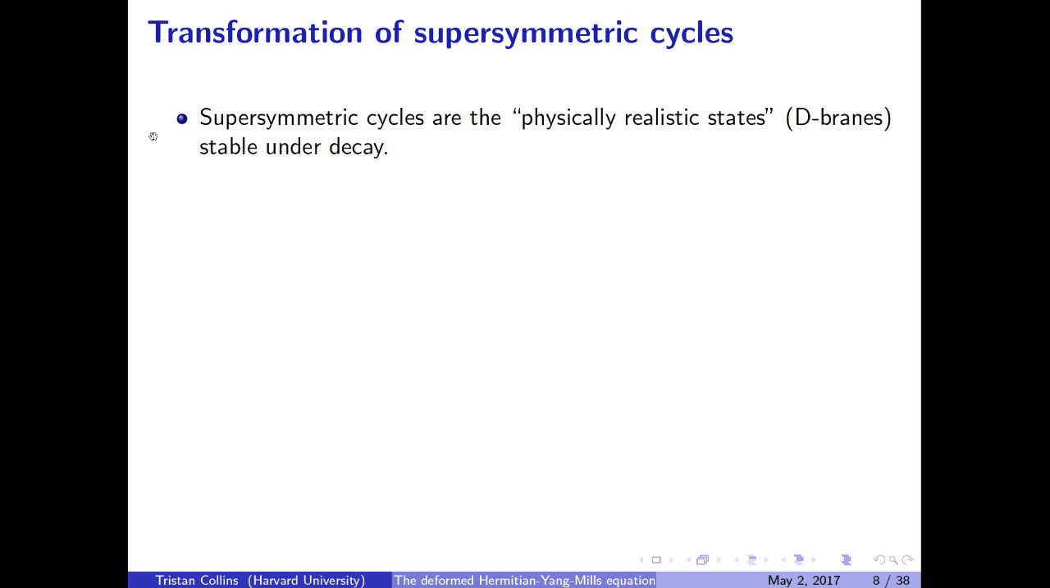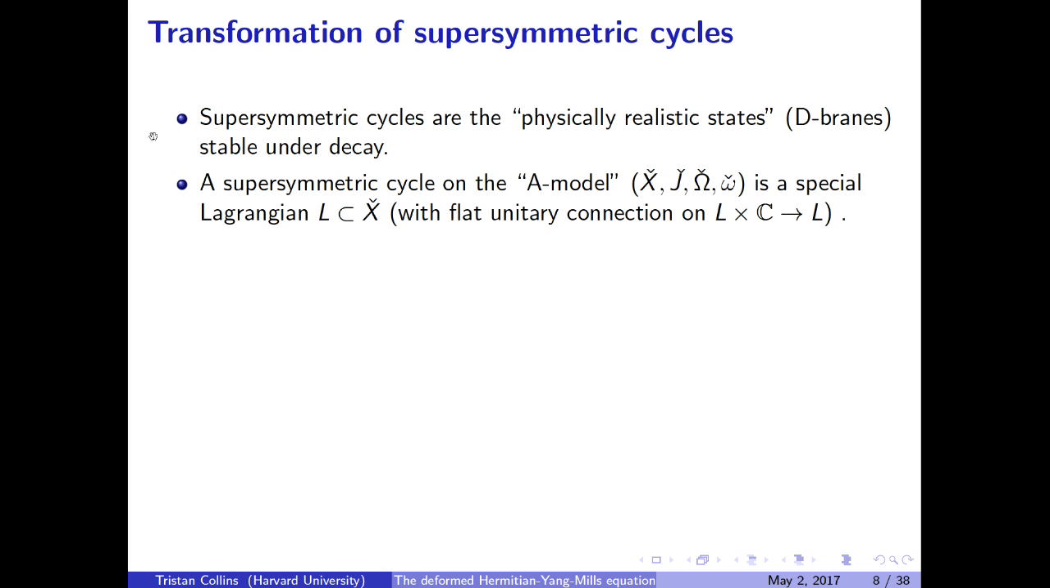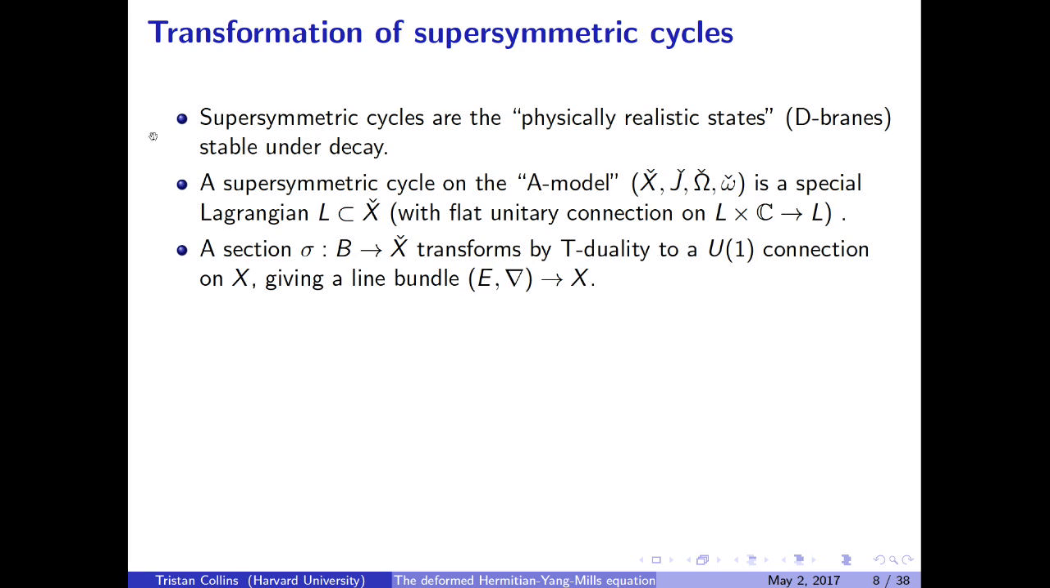Okay, so this is the real Fourier-Mukai transform. And now you can sort of follow this through to compute how objects correspond under mirror symmetry. So the interesting objects are these supersymmetric cycles, which are the physically realistic states, or in other words, D-branes, which are stable under decay. So on the Lagrangian side, the A model, the supersymmetric cycles are just special Lagrangians with flat unitary connections on the trivial bundle over L. So these are the objects we're interested in on the symplectic side.